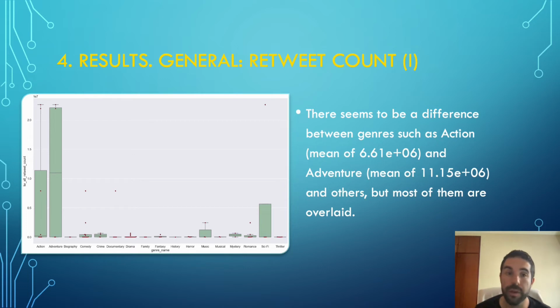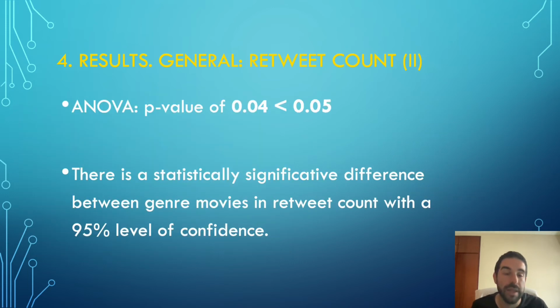Taking into account another example like retweet count, we can see again that there is a really big difference between action and adventure genres and the others. But most of them are overlaid in the lowest of values. Sci-fi have a bit more, but action and adventure are much bigger than the others. The question is, is it enough to make a statistically significant difference between them? Well, yes. The p-value with the ANOVA was 0.04, that is less than the 0.05 that we're looking for. So there is a statistically significant difference between genre movies in retweet count, and we can say it with a 95% level of confidence.